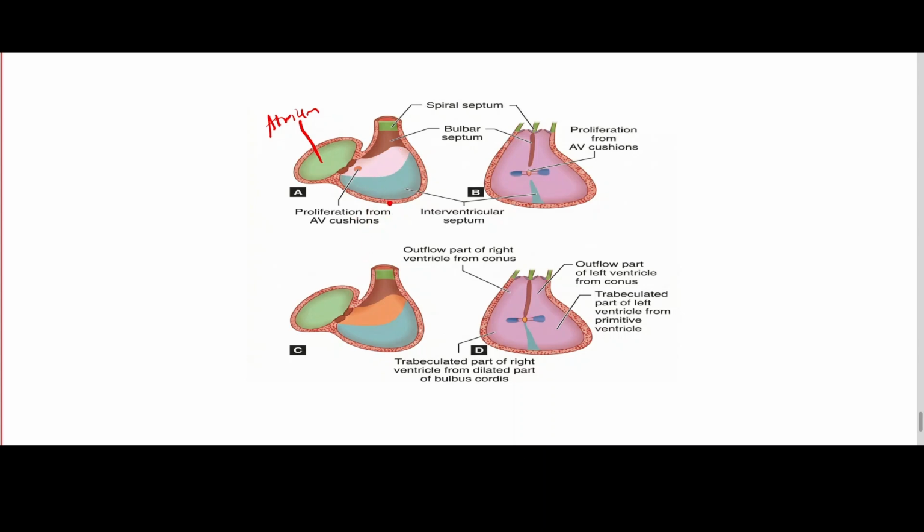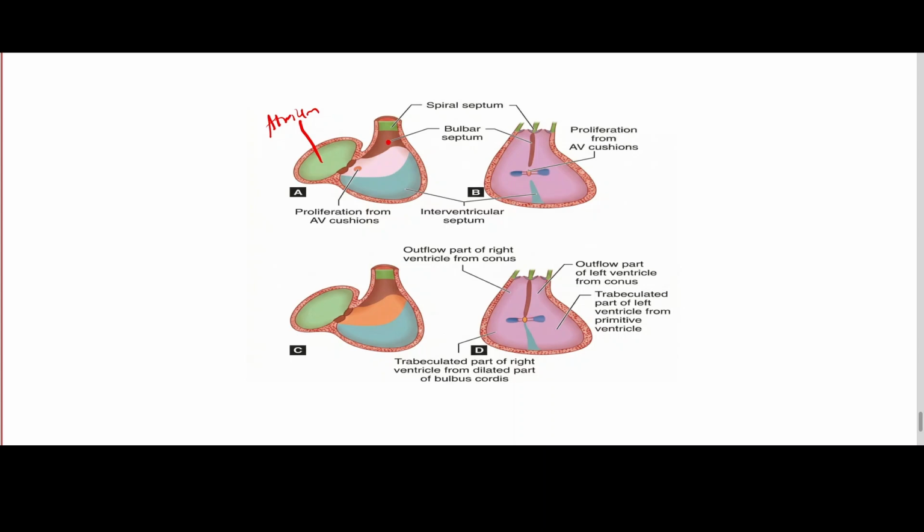So we said that three components must meet. We have the muscular septum that is growing upwards. This muscular septum grows upwards and it's called the interventricular septum. So it eventually forms a space called the interventricular foramen.